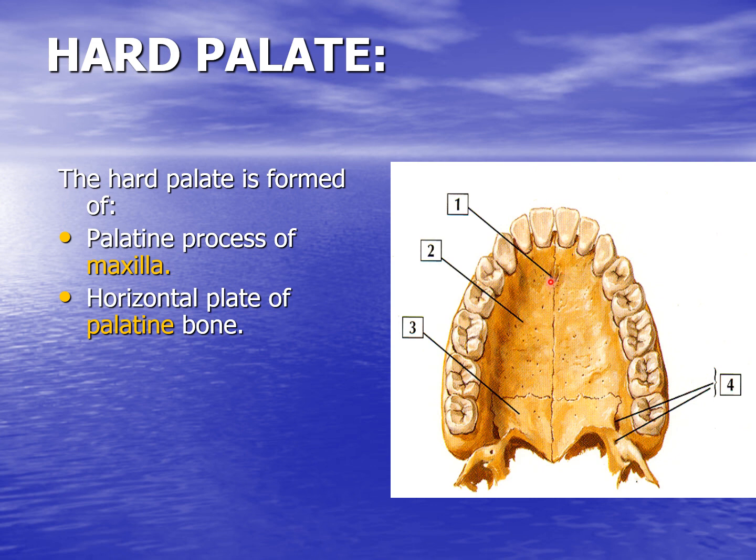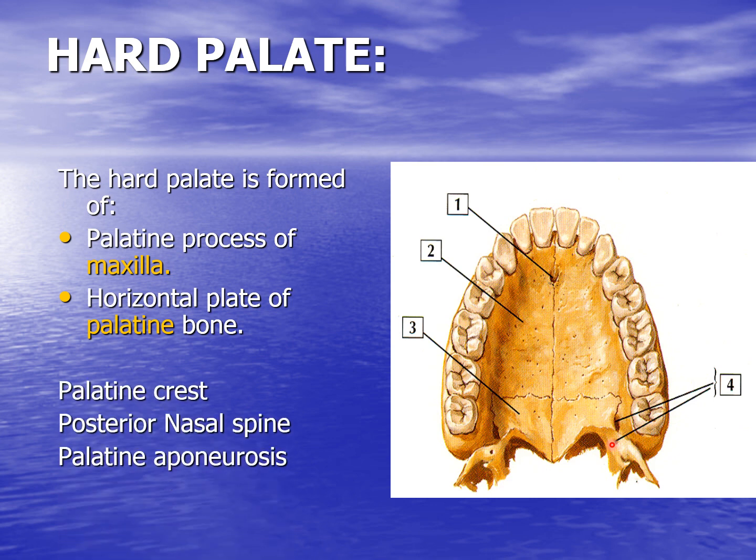There is a fossa in front. This is called the incisive fossa or incisive foramen. Also, there is the greater palatine foramen, and behind there are small lesser palatine foramina. The posterior border of the hard palate is called the palatine crest. This projection is called the posterior nasal spine.